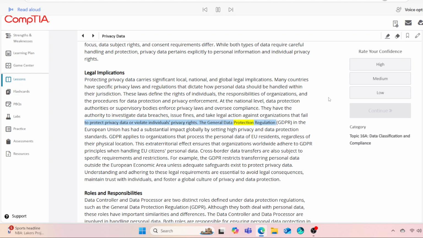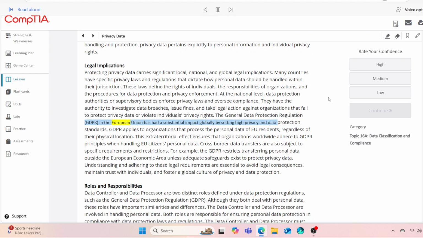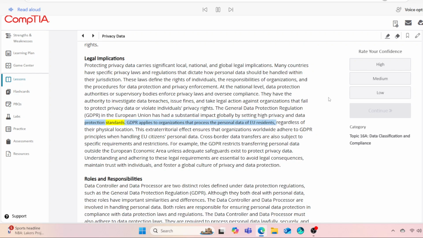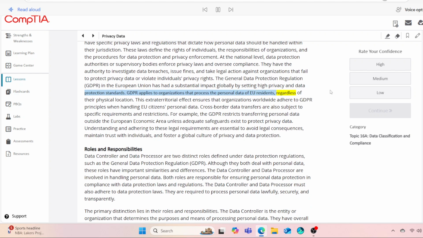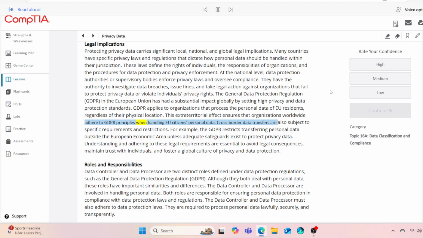The General Data Protection Regulation, GDPR, in the European Union has had a substantial impact globally by setting high privacy and data protection standards. GDPR applies to organizations that process the personal data of EU residents, regardless of their physical location. This extraterritorial effect ensures that organizations worldwide adhere to GDPR principles when handling EU citizens' personal data.